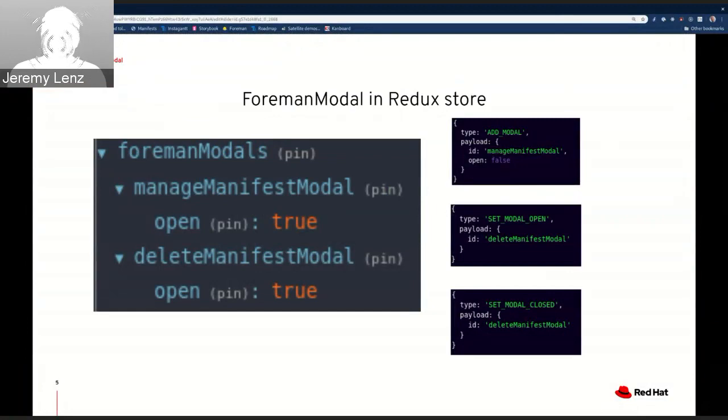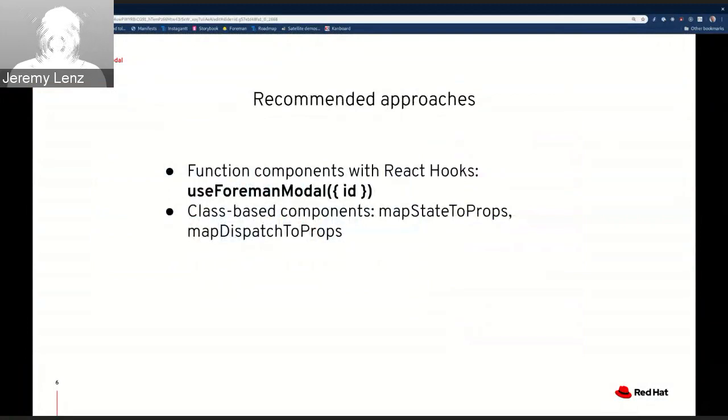If you're wondering how to get started, as a recommended approach, I recommend primarily to use React hooks if you can. We have a great custom hook that we provide called useForemanModal. You just pass in the ID, and it makes everything really easy for you. If you have a class-based component that you don't want to refactor, or if you're just old-fashioned, you can also use it in the way that you're used to without hooks, with mapStateToProps and mapDispatchToProps.